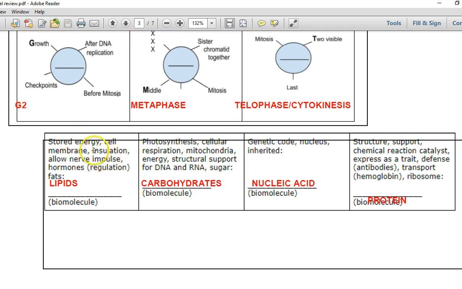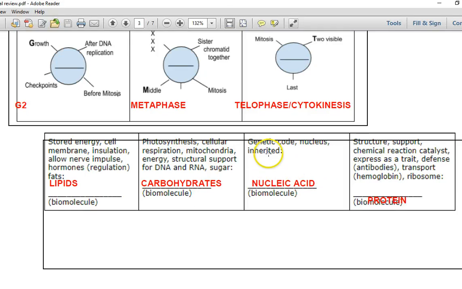Lipids are going to store energy in the cell, stored energy. They make up the cell membrane. They provide insulation. They allow for nerve impulses to happen, so the electrical signaling that your nerves are able to do. And they also regulate hormones like steroids, and other fats are going to be the lipid group of biomolecules. Then secondly, we have photosynthesis and cellular respiration, mitochondria, energy, structural support of RNA and DNA. Remember, there's a sugar and the sugar phosphate backbone of RNA and DNA. Those are going to be carbohydrates.